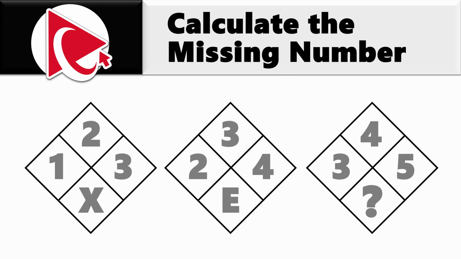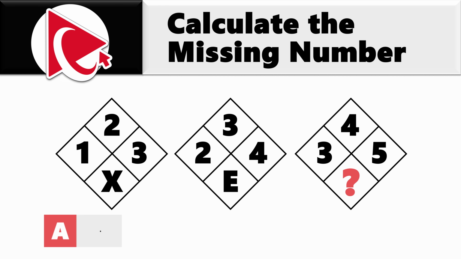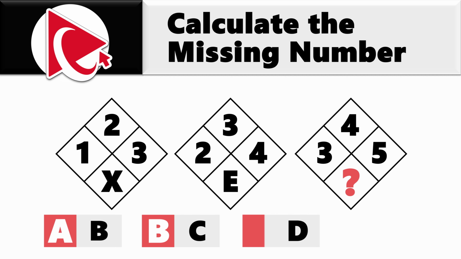You're presented with 3 diamonds. The diamonds have numbers and letters inside. Starting from the left to the right, the digits at 9 o'clock are 1, 2, and 3. Definitely a pattern. At 12 o'clock, we have digits 2, 3, and 4. Another pattern. And then at 3 o'clock, we have digits 3, 4, and 5. Another third pattern. And then at the bottom, at 6 o'clock, we have letters X, E, and then comes the missing letter, which you need to calculate and select out of 4 possible choices. Choice A, B, choice B, C, choice C, D, and last but not least, choice D, E.